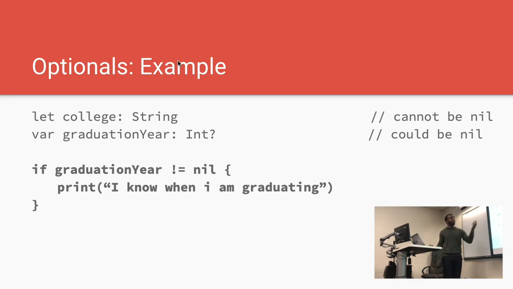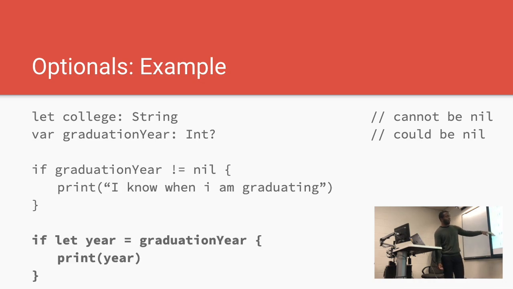But in order to use that variable, you have to unwrap it. So this is the syntax we use. We say if let year equal graduationYear, print the year. What this says is, if graduationYear is not nil, assign it to this variable year, and then print year. Here in this example, because we did not give graduationYear a value, it's gonna leave this. But if we did say graduationYear equals 20, it would go through, since it's not nil, we're gonna give the value to year, 20, and it will print 20 right there. Does that make sense? All right, cool.